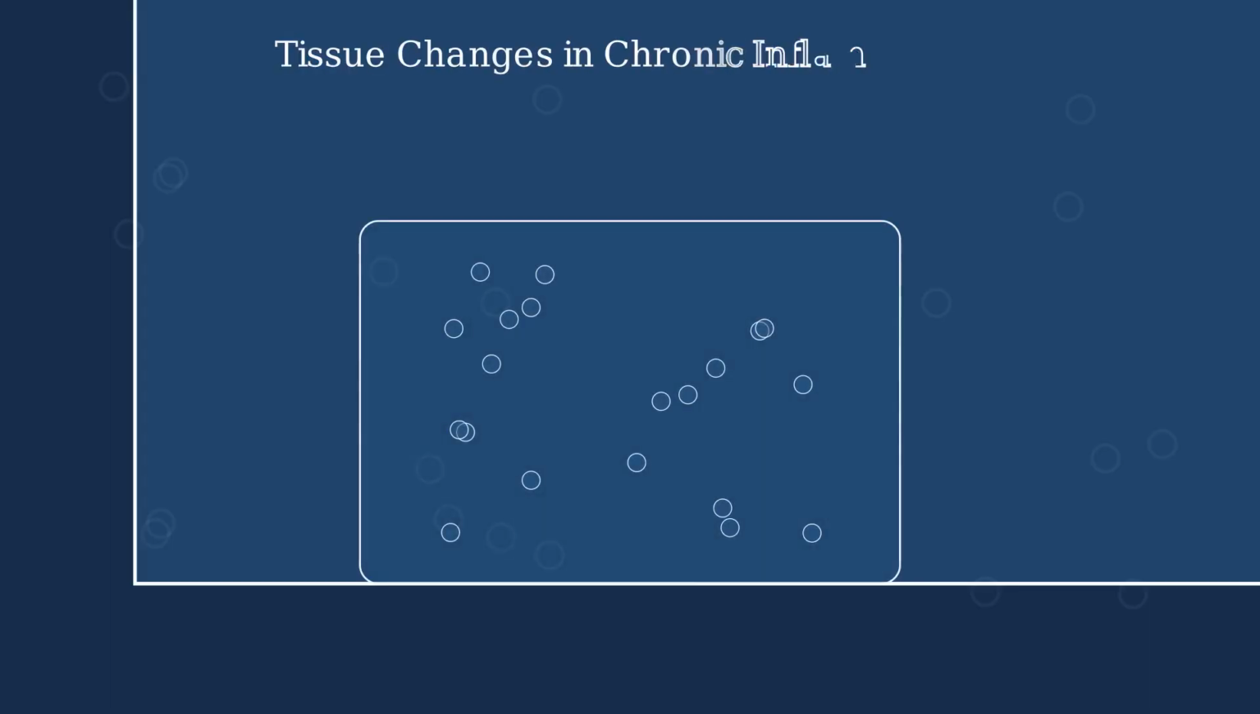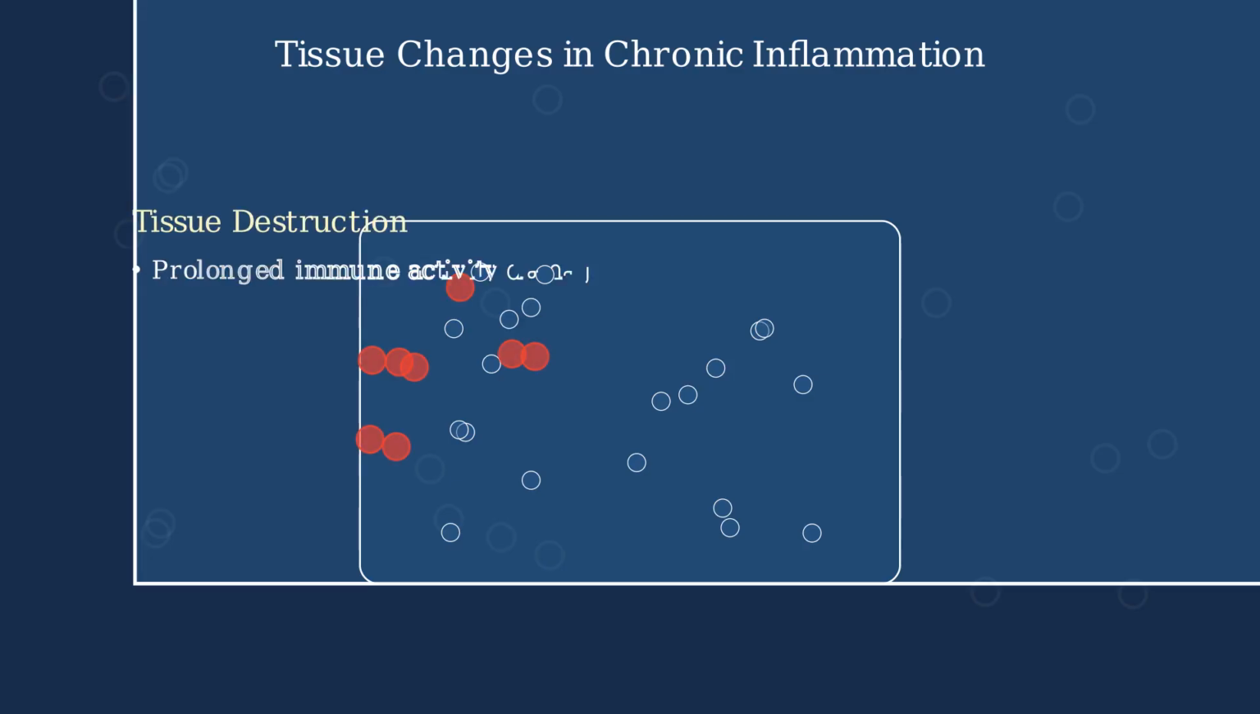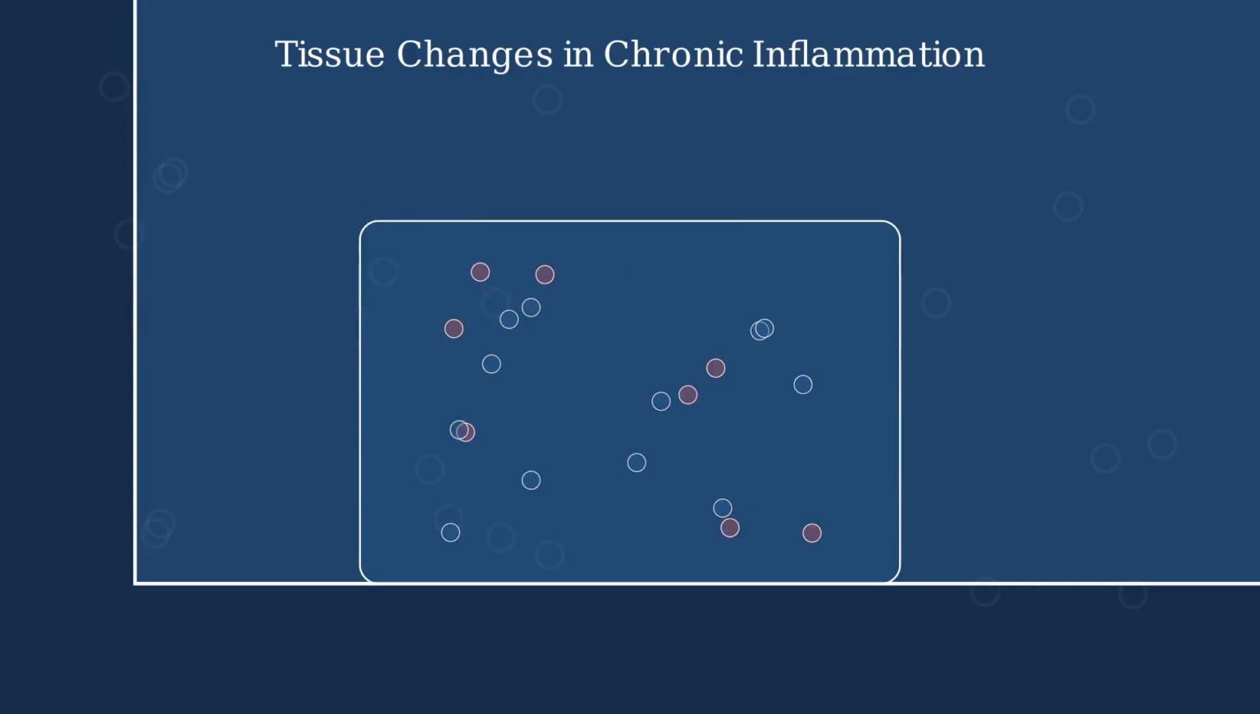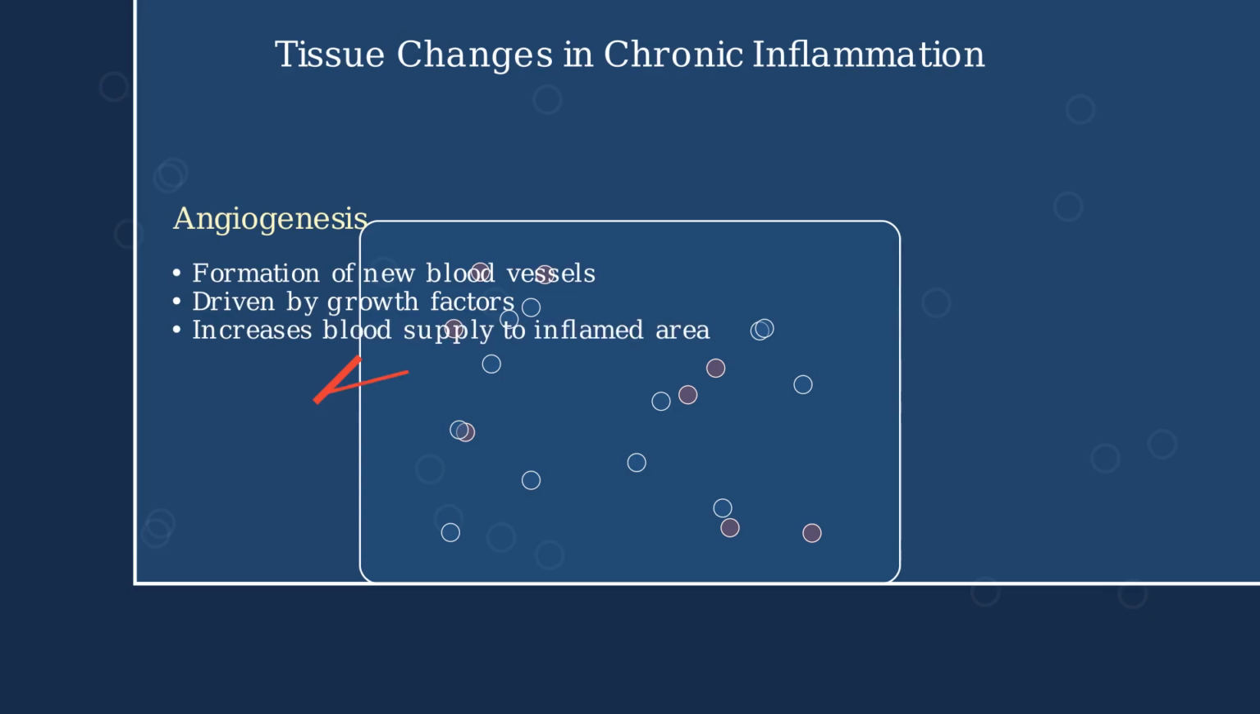Chronic inflammation causes significant tissue alterations that can permanently change organ structure and function. First, tissue destruction occurs when prolonged immune activity damages the tissue. Enzymes and free radicals produced by immune cells cause cell death, compromising structural integrity. Angiogenesis is the formation of new blood vessels in response to inflammation. Growth factors stimulate this process, increasing blood supply to the inflamed area.